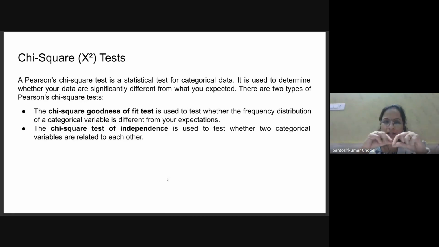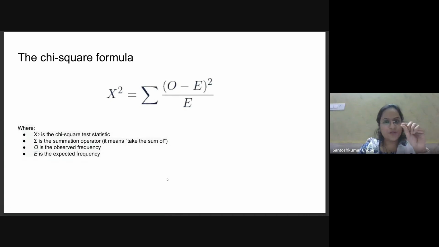And for this categorical data, when I conduct a statistical test, that's called the chi-square test. There are two types of chi-square test: the goodness of fit test and the test of independence. Correct? The formula for the chi-square test, we have all seen. It is the summation of O minus E, the whole square, divided by E. Again, I will repeat: the summation of the observed minus expected frequency, the whole square, divided by the expected frequency. That's the formula for the chi-square test. I hope this is clear to all of you.